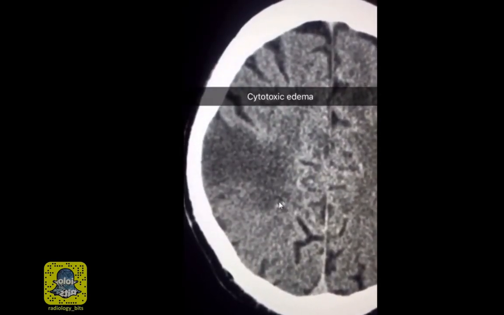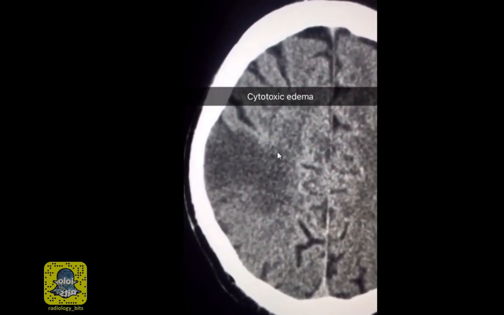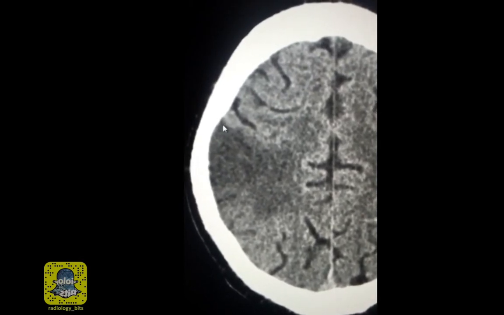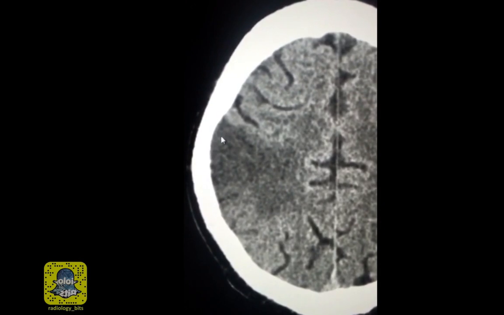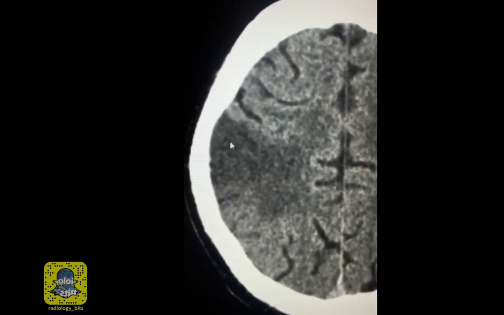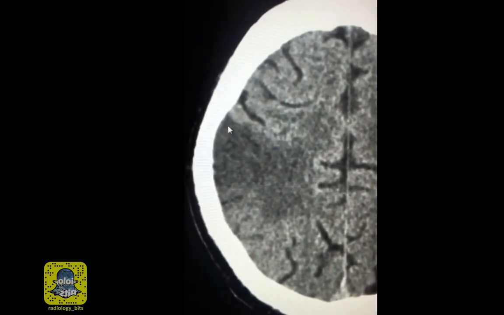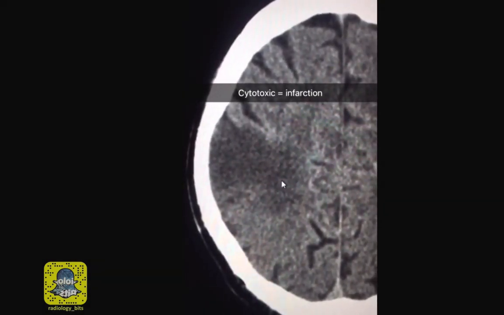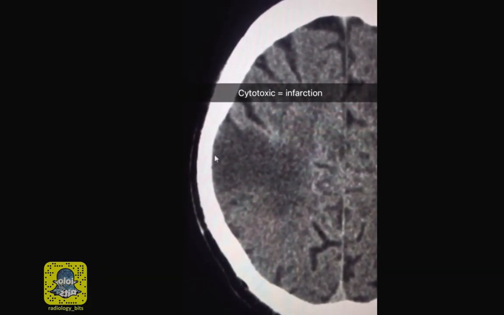All the findings that we just described are consistent with what we call cytotoxic edema. So in simple terms, cytotoxic edema occurs when you have swelling of the cells and abnormalities that involve both the gray matter and the white matter. Explains why you have the loss of differentiation between the gray and white matter. And the main reason for cytotoxic edema is a brain infarct.